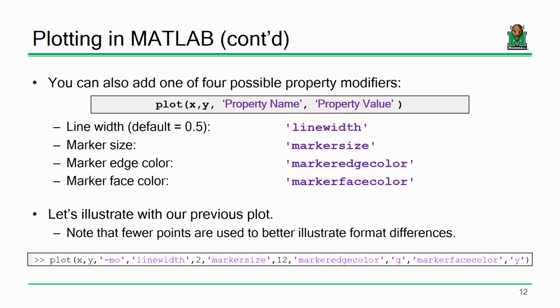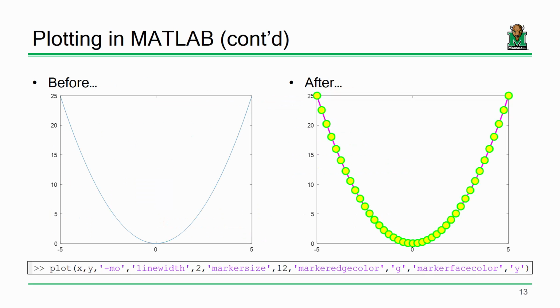Green. What are the centers of those markers going to be? Yellow. And so here's what we've got. This is what the curve looked like before. Here's what it looks like now. And if you look at it, it all kind of makes sense.